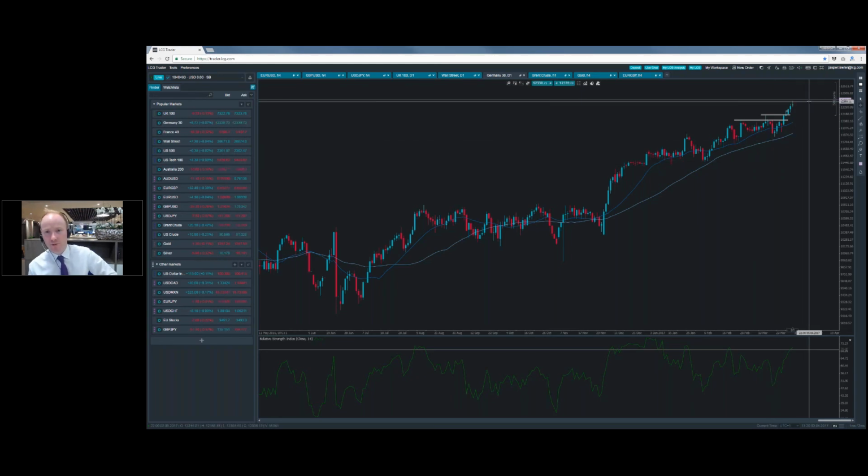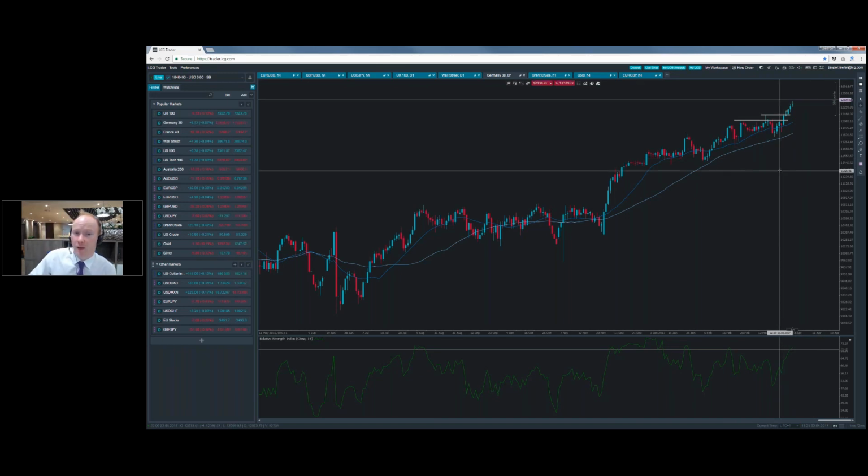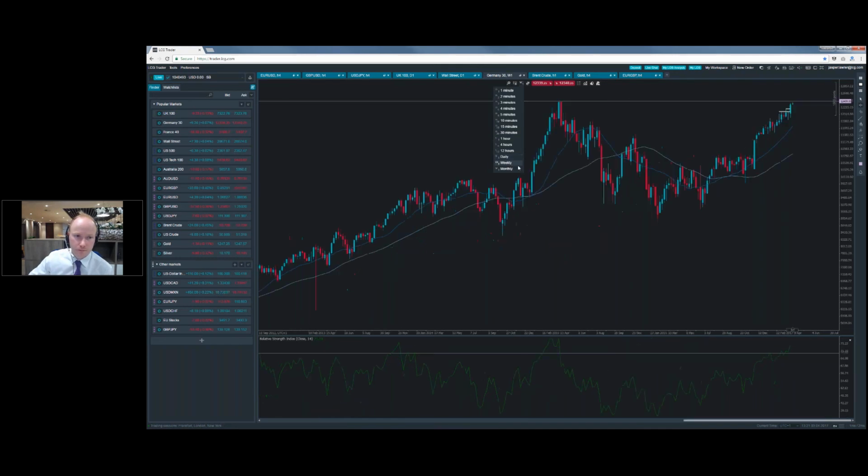Now this is a big level that I've had on this chart for a long time. I did mention several week aheads ago that I thought this level was going to be retested. We're above 12,400, and if I pull up this weekly chart, you can see we're basically just shy of record highs now in the DAX, the Germany 30 as we trade it.